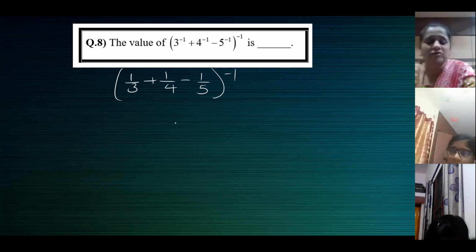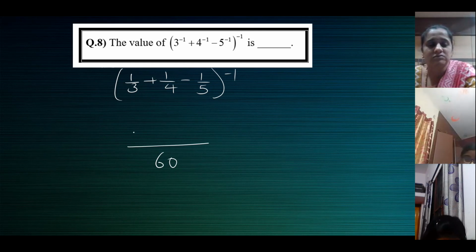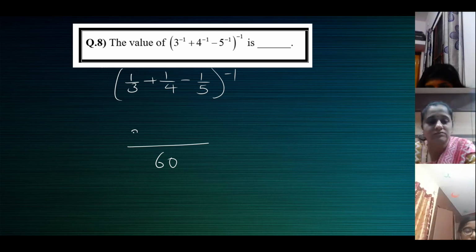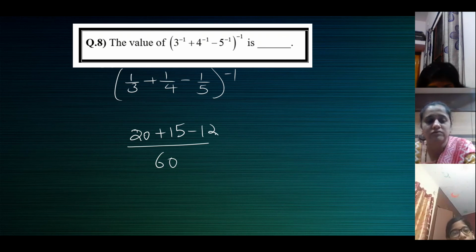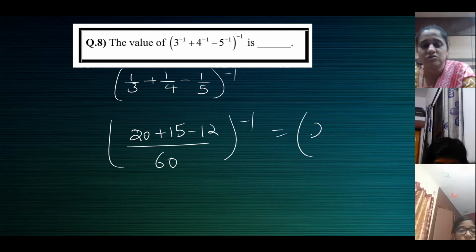Okay, let me see. Okay, now tell me, children. What's the LCM now? What's the LCM of 3, 4, and 5? 60. Okay, then here? 20, ma'am. 20 plus? 15, ma'am. 15 minus? Minus 12, ma'am. The whole power minus 1. So 15 minus 12 is 3. 20 plus 3 is 23. So this is 23 by 60 to the power minus 1.